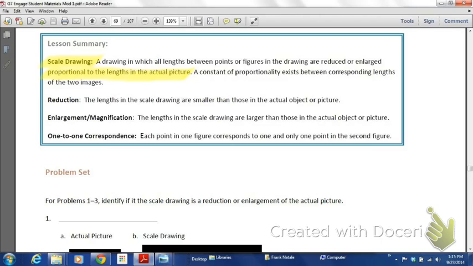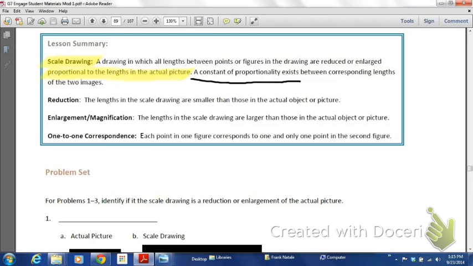A constant of proportionality exists between corresponding lengths of the two images. There has to be that constant of proportionality that corresponds between the lengths of the two images. There's got to be a number, a multiplier that gets you from the length of one to the length of the other, and they both must maintain, if you have a two-dimensional figure like the rectangles we were looking at, the ratio of length to width needs to be the same from image to image or drawing to drawing.